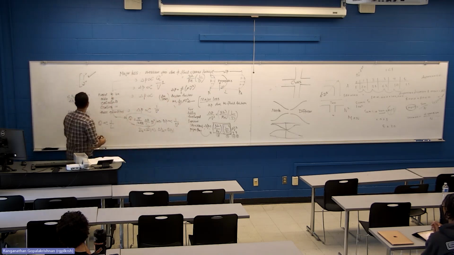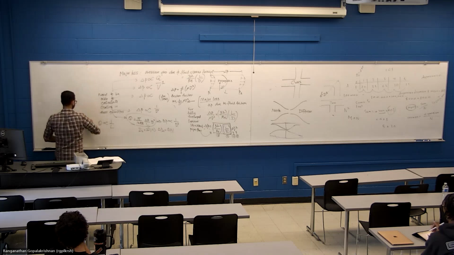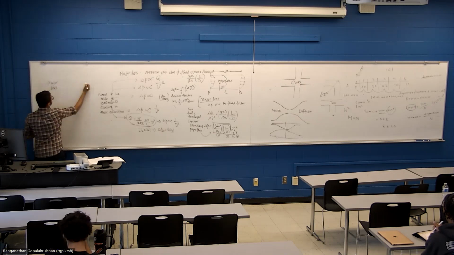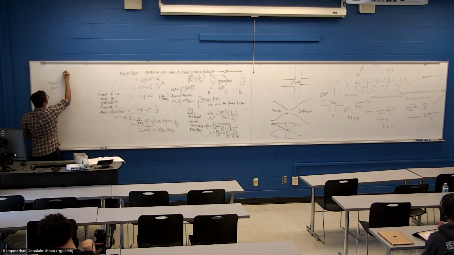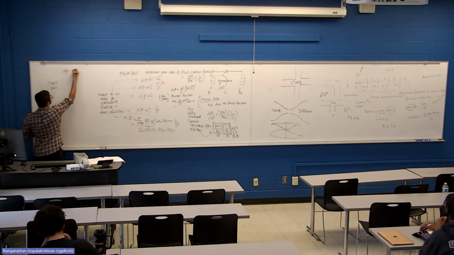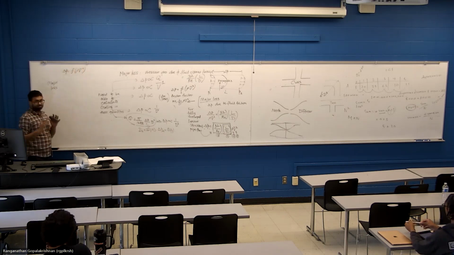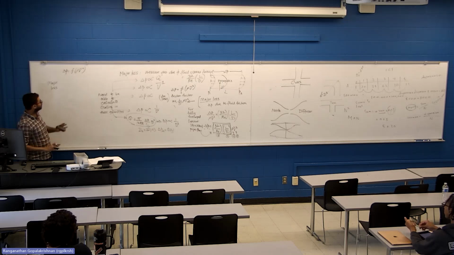Okay, so I'm going to make a table here, major loss. Always delta P is equal to F times rho V squared. That's the equation we are going to use both for major and minor loss.